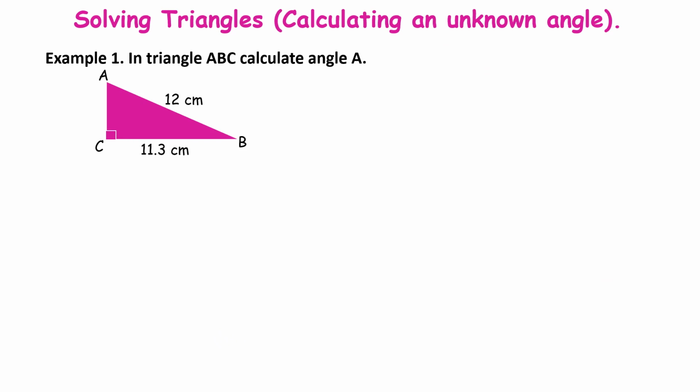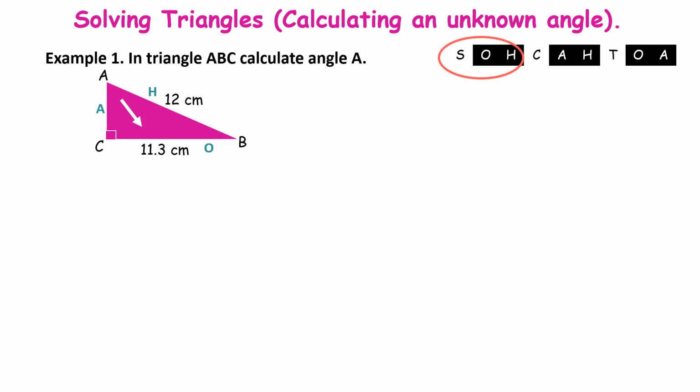In example number 1, I've got triangle ABC, and they want me to calculate angle A. But before I do that, I need to label the sides of my triangle so that I can decide if I need to use sine, cos, or tan. So the angle opposite my right angle is always the hypotenuse. They want me to calculate angle A, which means that BC will be opposite that angle, and that leaves me with AC, which is the adjacent side. So they've given me the opposite side and the hypotenuse.